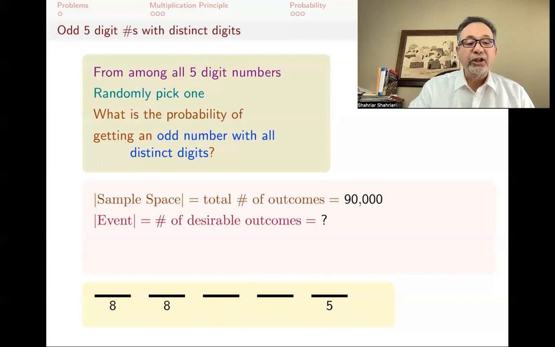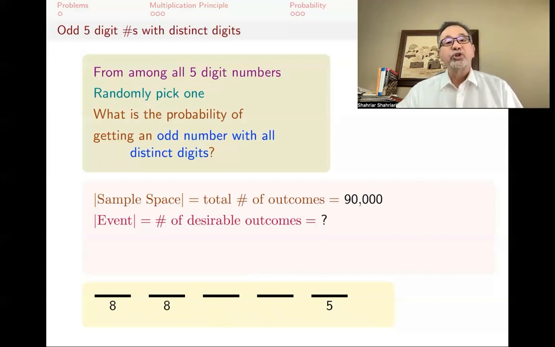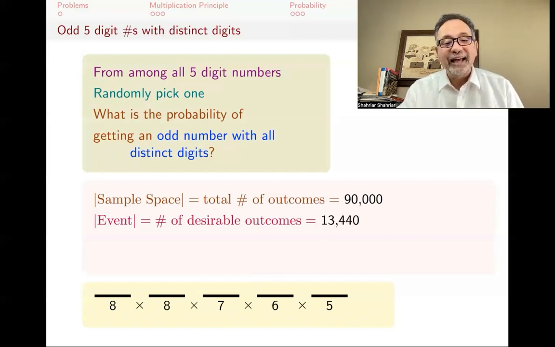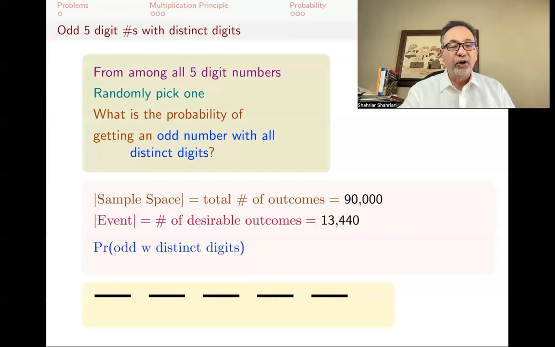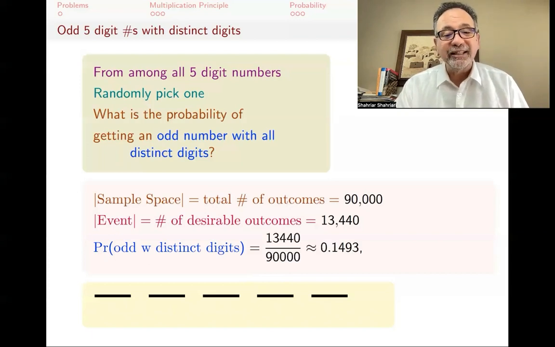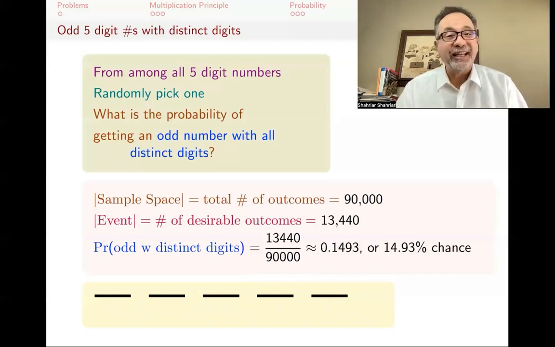Now for the next one, you will also have 8 choices, because originally you had 10, 0 through 9. Now you've used 2 of them, and now you have 8 choices. The one after that, you will have 7 choices, because you've already used 3 and you don't want to repeat. And then 6. And so you multiply those, and that gives you 13,440. So the probability of picking a 5-digit odd number with distinct digits, there's a 14.93% chance of picking that. The probability is 0.1493 approximately.